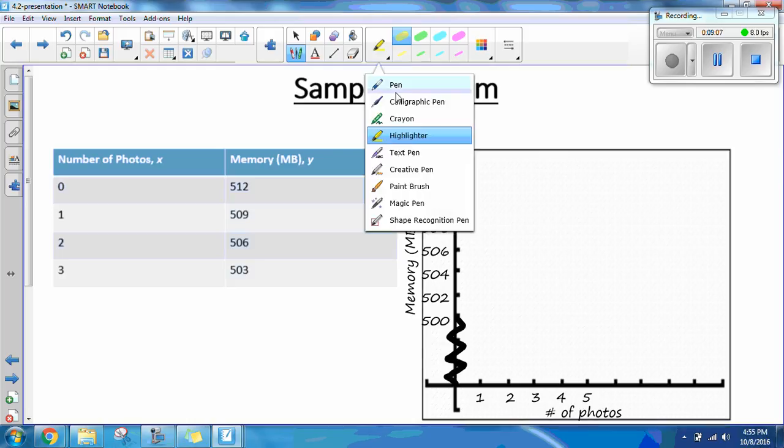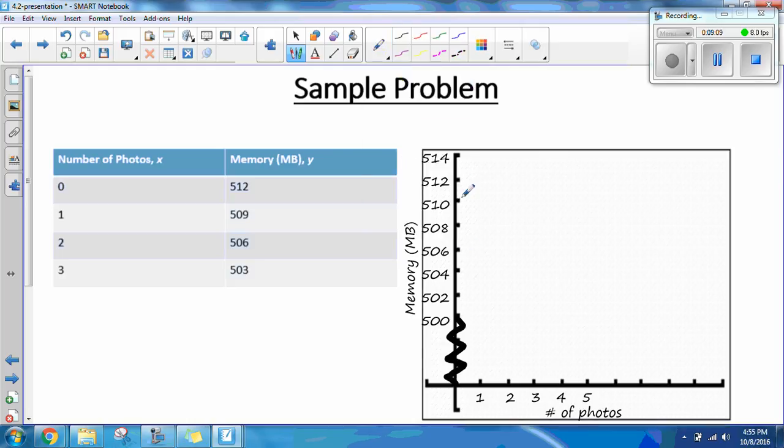Now we can plot our points. At 0, we're at 512. 1, we're at 509. 2, we're at 506. And 3, we're at 503. Notice again that these points create a line. So this is a linear function.